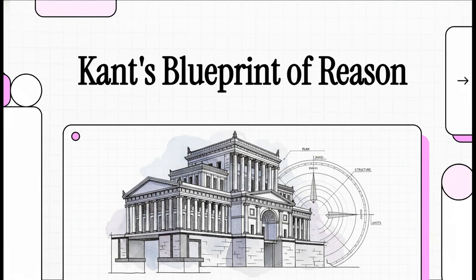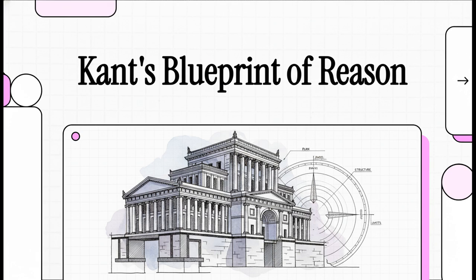All right, class, let's jump right in. When you first pick up Immanuel Kant's Critique of Pure Reason, it can feel, well, a little like hitting a brick wall. It's dense, it's imposing, but I want you to try thinking about it in a totally different way. Don't see it as a book. See it as a grand architectural blueprint, a detailed plan for the entire structure of human knowledge.